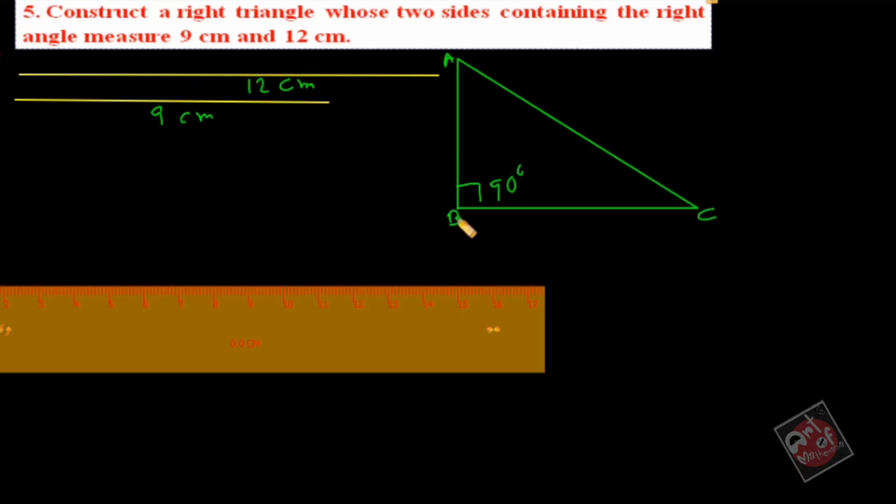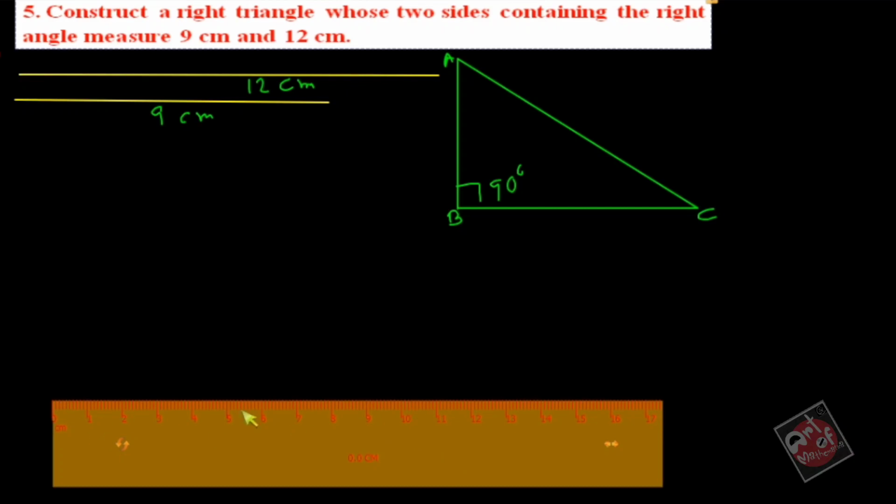So from the point B, I have to draw a ray, okay? Then that point should be B. From the point B, I have to draw a 90-degree angle. You know how to construct 90 degrees. So there you will construct a 90-degree angle, join the ray. Now you will get the angle.